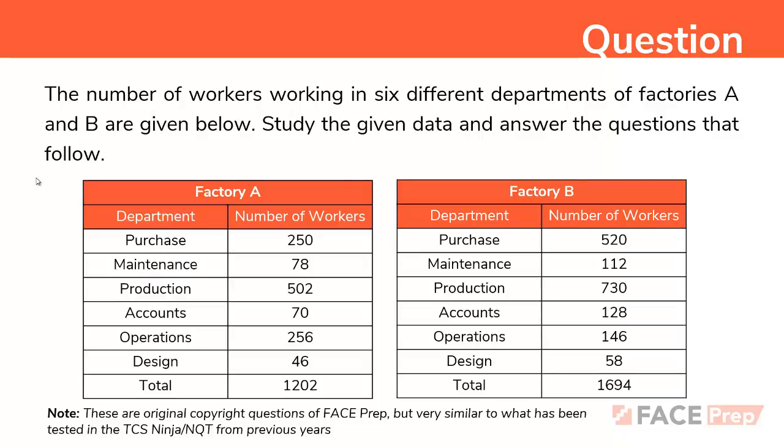Here is our next question. In this question it is given the number of workers working in 6 different departments of factories A and B. Study the given data and answer the question that follows. If you look at the factory A and factory B data, there are two columns, department and number of workers. The departments are purchase, maintenance, production, accounts, operations, design. And the number of workers is given in those departments. If you look at B and A, there is a difference also. The number of employee difference is also there.